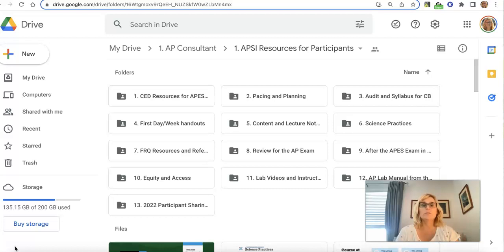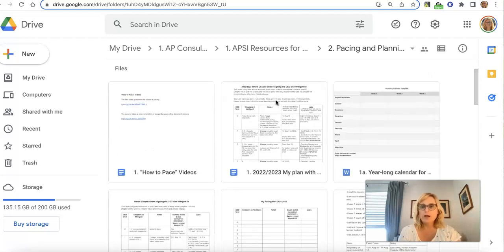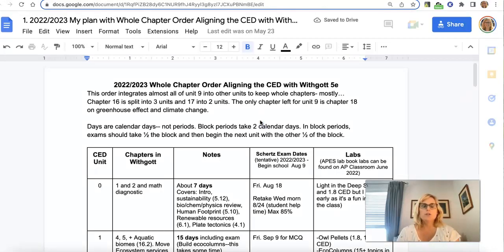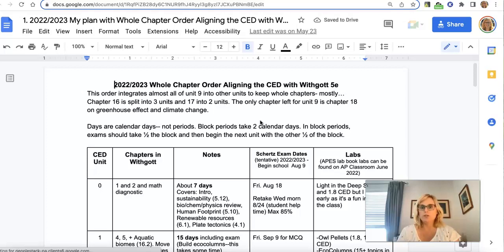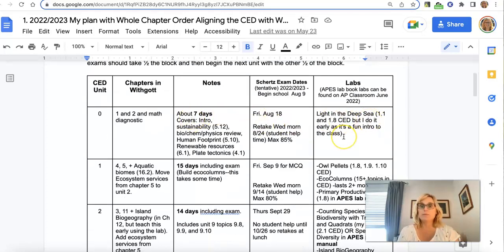Today I'm going to go over planning for Units 0 and 1. By now hopefully you've paced out your entire year using our pacing and planning folder, which is folder number 2. And hopefully you have a big plan of your scope and sequence. This is mine for this upcoming school year. So I've planned out all of my units, when I want to do those exam days, the things that I'm going to cover, the labs I'm going to do.